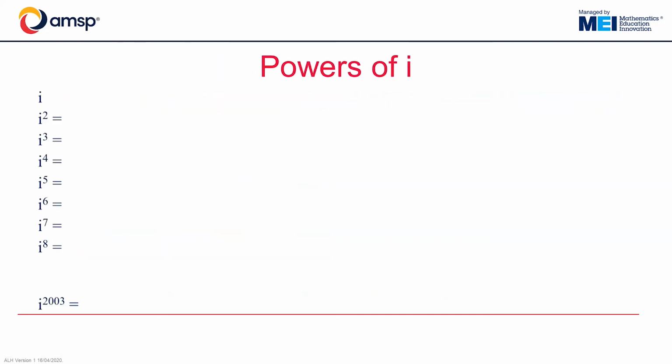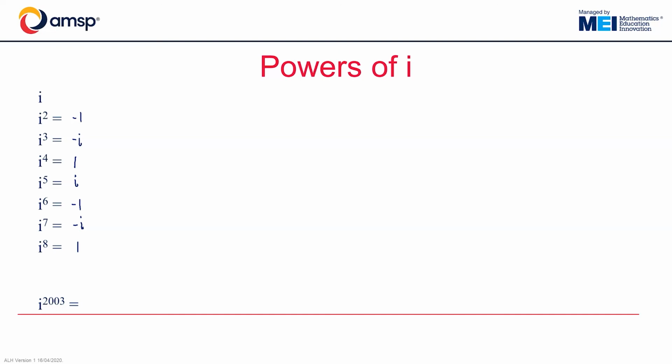Here's another small wow moment. Pause the video while you work these out. Don't forget that i squared is equal to minus 1. OK, so i squared is minus 1. Multiply that by i to get i cubed, and that's minus i. Multiply it again by i to get i to the 4, and that's minus i squared, which is 1. Multiply by i again, and again, and again, and again.